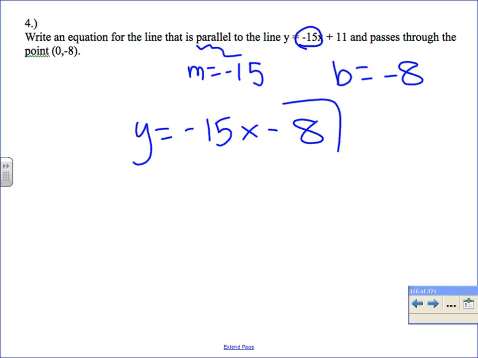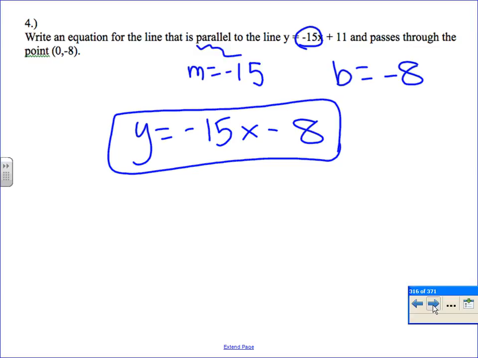Good. So basically, for it to be parallel, you want the m to be the same, and you want it to go through the y-intercept value that they give us, which in this case is -8. They could give you anything. The lines are never going to touch. They're always going to be next to each other. Okay, they are parallel.